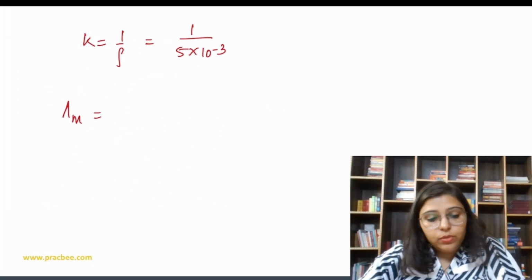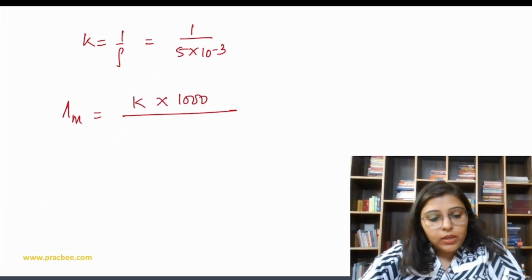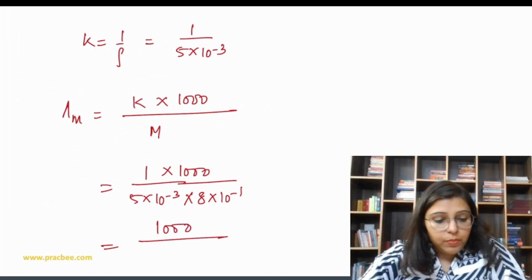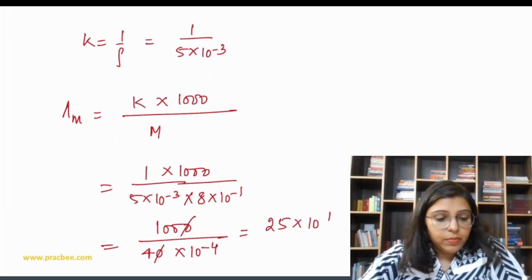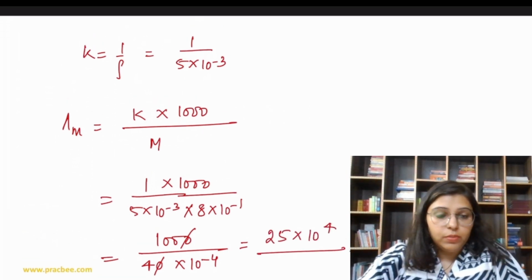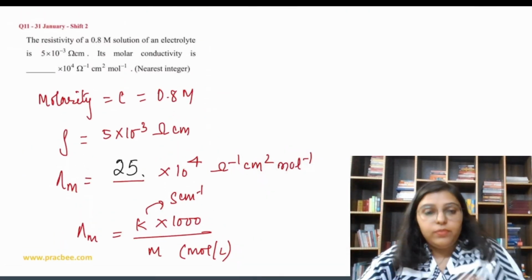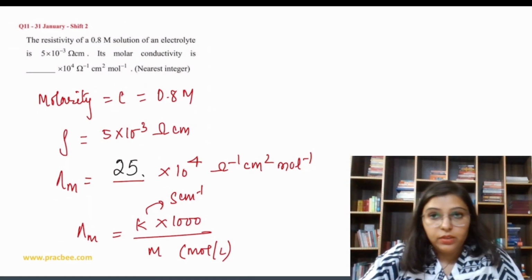So lambda m is equal to kappa into 1000 upon concentration. Kappa is 1 by 5 into 10 to the power minus 3, into 1000, and concentration is 0.8, which we can write as 8 into 10 to the power minus 1. So we get 1000 upon 40 into 10 to the power minus 4. The 4 cancels out, so we get 25 into 10 to the power 4. So the answer is going to be 25. You have to report the answer as 25.